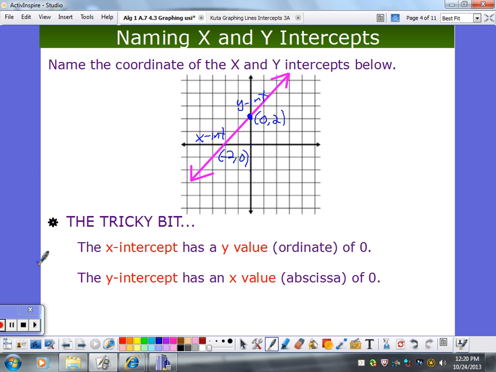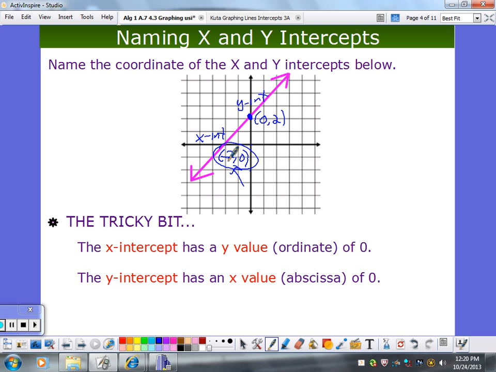Now here's a little bit of a tricky bit that sometimes gets confusing. The x-intercept, which is here, right? What's its y value? 0. It's saying don't go up or down, stay on the axis there. And the y-intercept, what's its x value? So x-intercepts have a y value of 0, and y-intercepts have an x value of 0. Is that confusing? Well, sometimes it is. It makes sense.